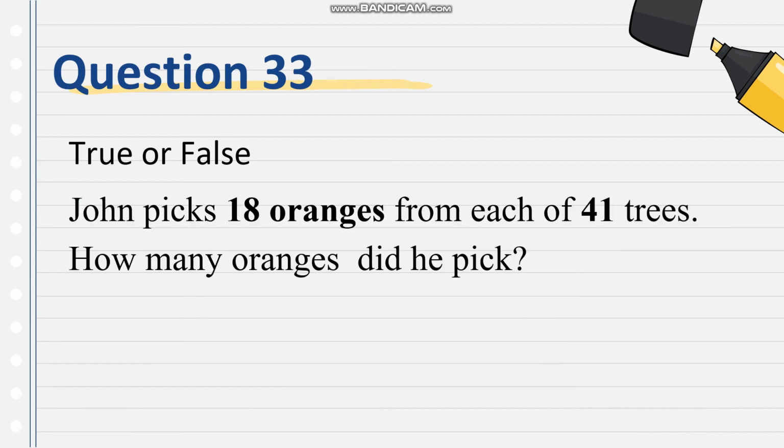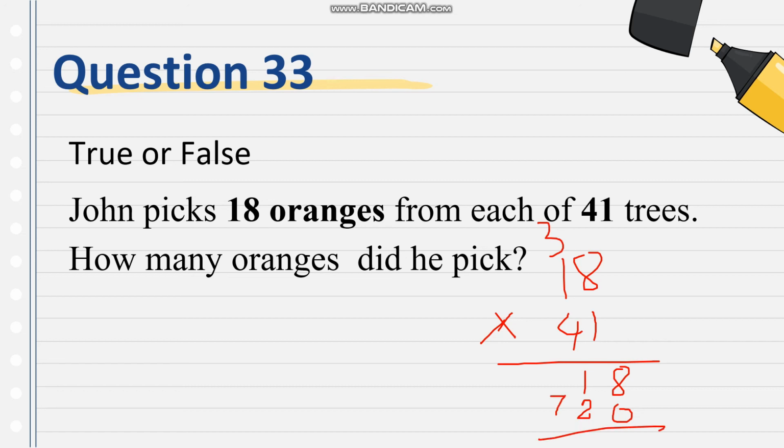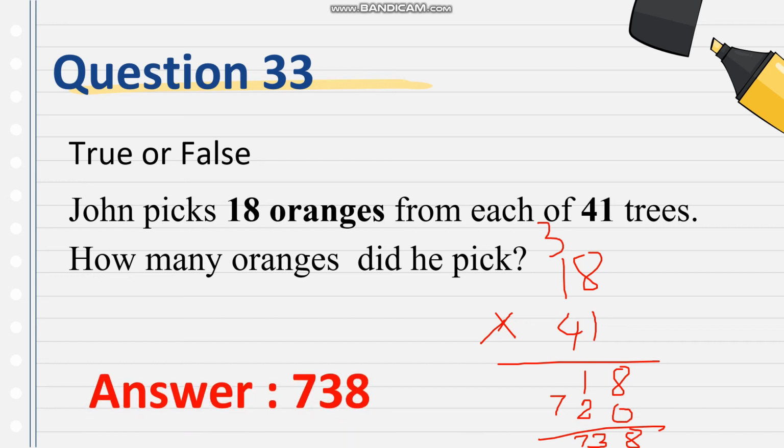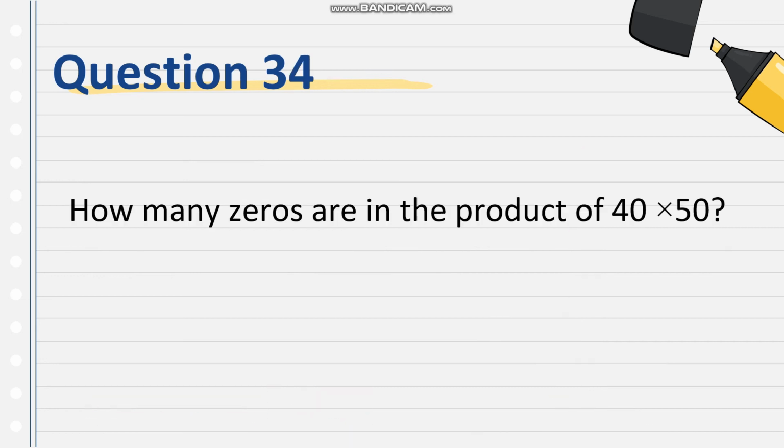Next, true or false? John picks 18 oranges from each of 41 trees. How many oranges did he pick? So 18 multiplied by 41 or 41 multiplied by 18. So 1 multiplied by 8 is 8 and 1 multiplied by 1 is 1. Then we need to put 0. 4 times 8 is 32, regroup 3. 4 times 1 is 4 plus 3 is 7. So we need to add 8, 3, 7. So the answer is 738.